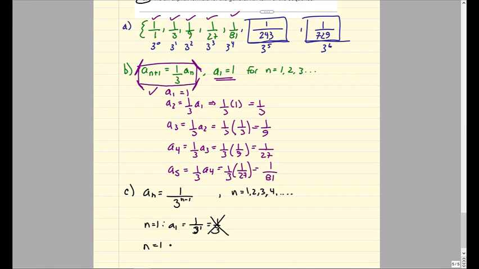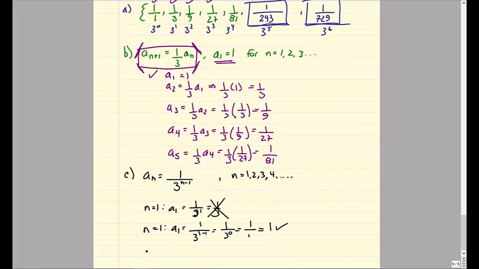Now let's try n equal 1. So a sub 1 would equal 1/3 to the 1 minus 1. 1 minus 1 is 0, 3 to the 0 is 1, and that checks. Okay, let me just try a couple more. Let's try n equal 2. This would mean a sub 2 is equal to 1/3 to the 2 minus 1. 2 minus 1 is 1, 3 to the first is 3, so 1/3, and that checks. So I could try the same for n equal 3, 4, and 5 just to double check. But again, I always encourage you to check several terms here.